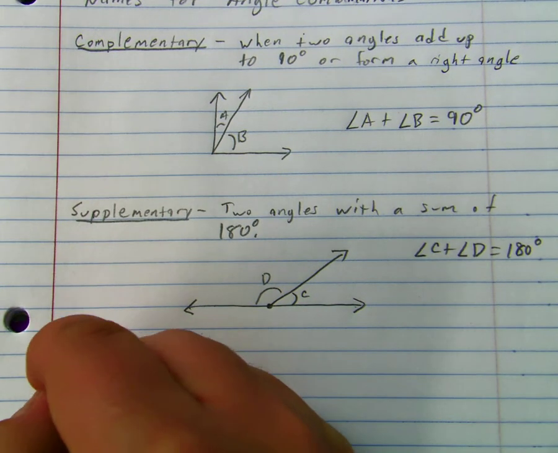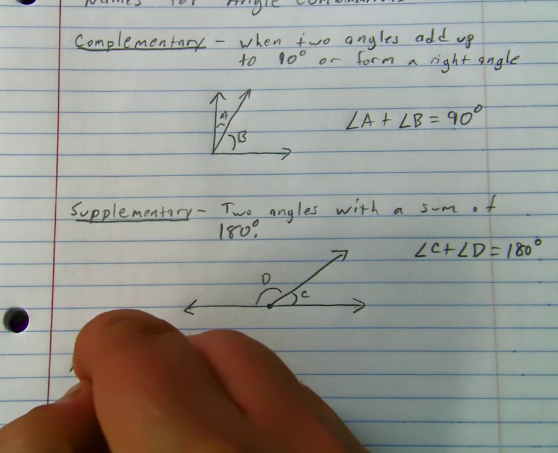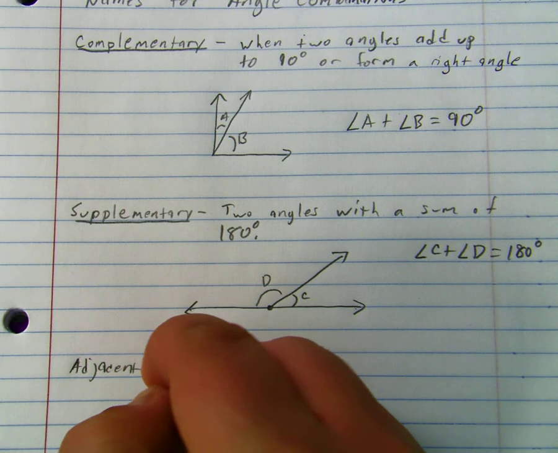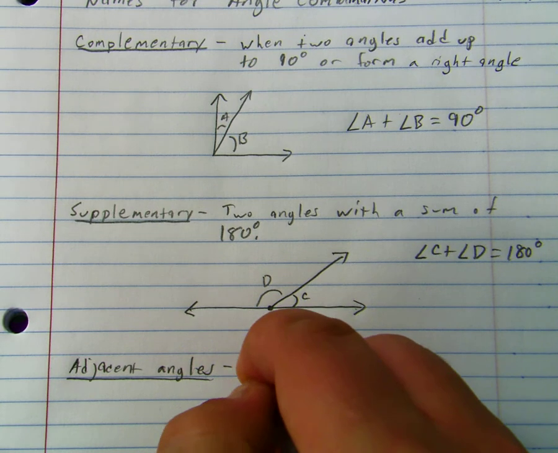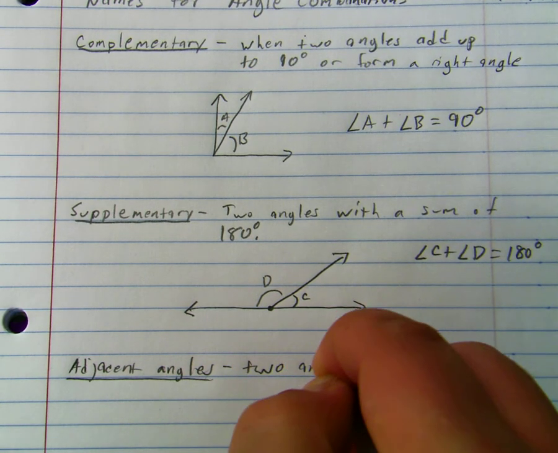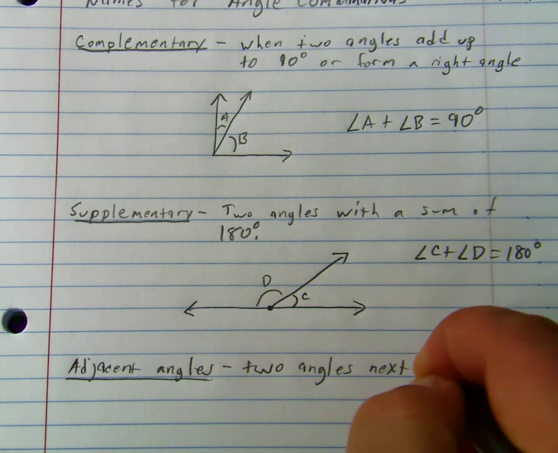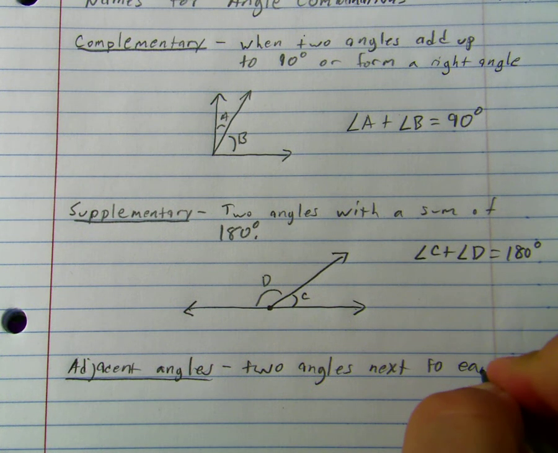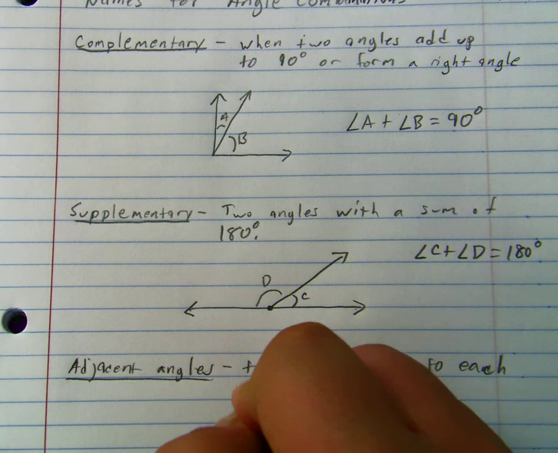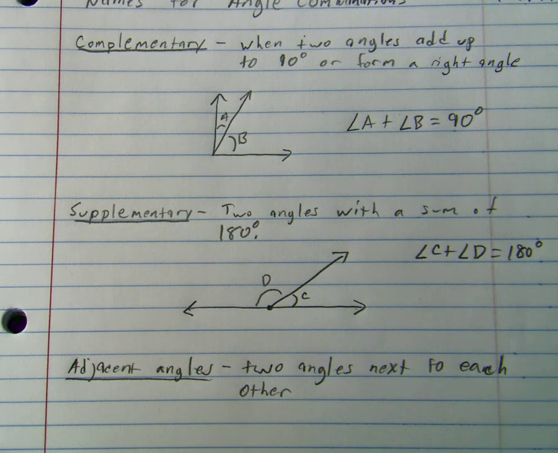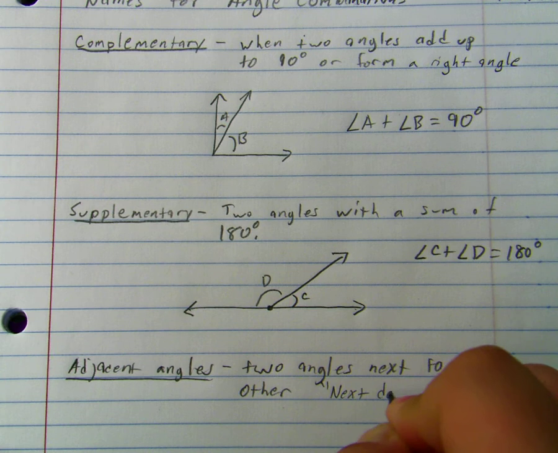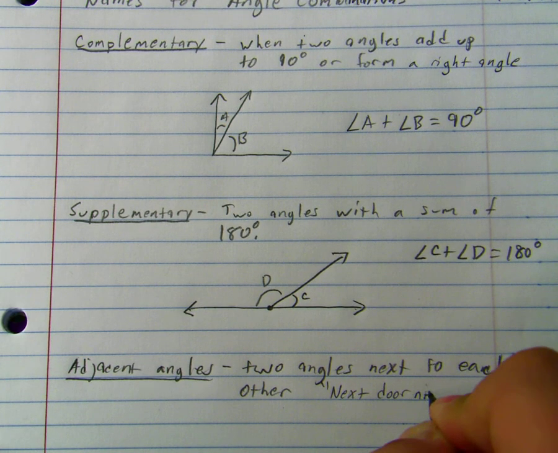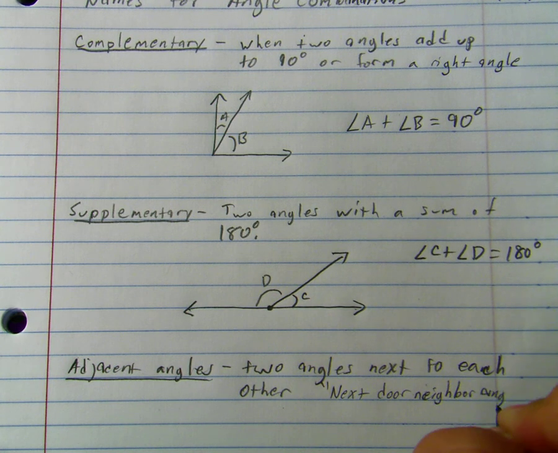All right, adjacent angles are two angles that are next to one another. If you want to call this next door neighbor angles, you can. I wouldn't suggest doing it in a college classroom, but for now it works.